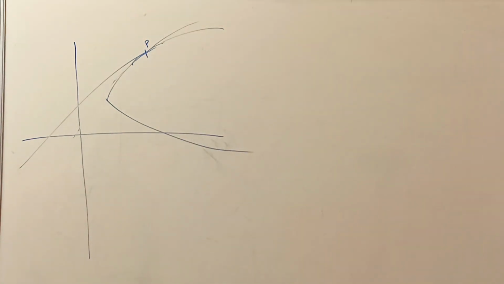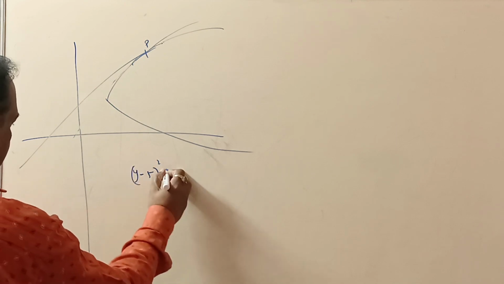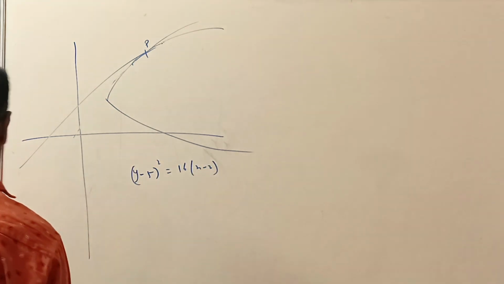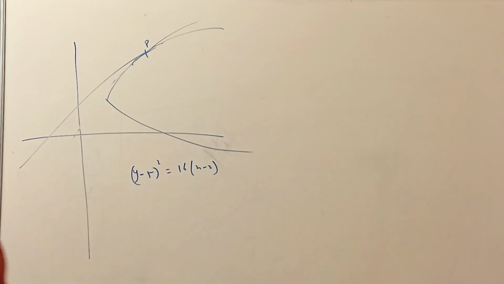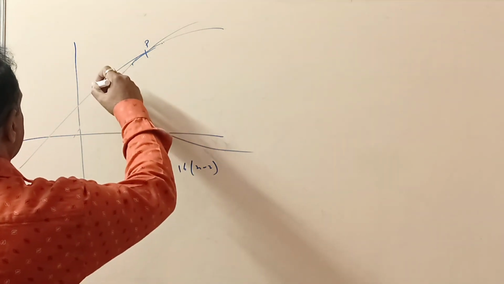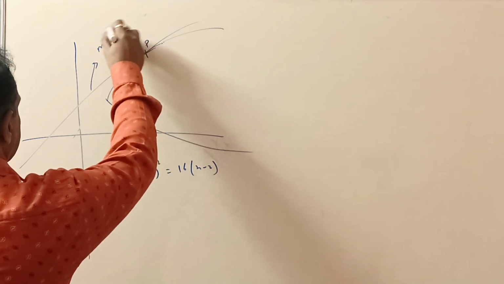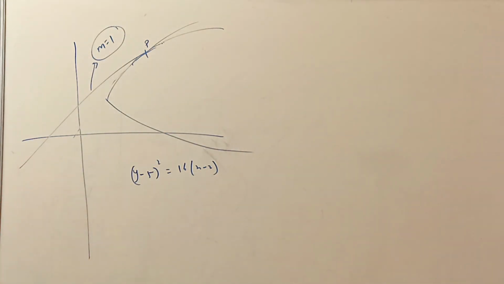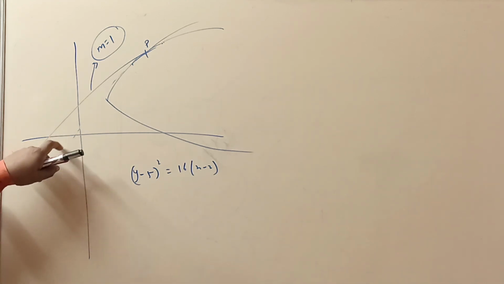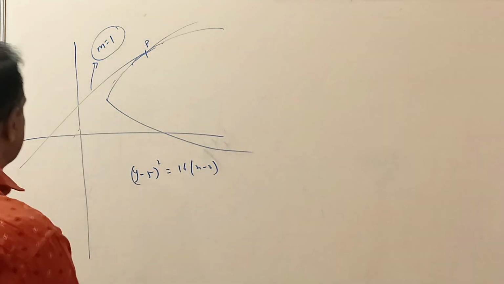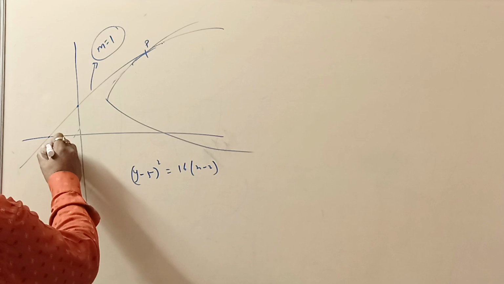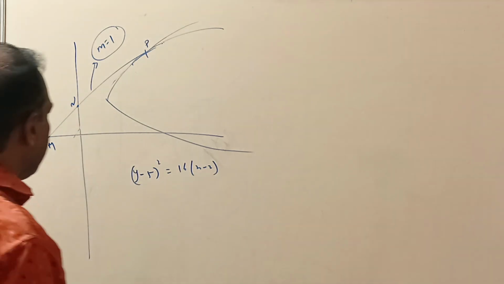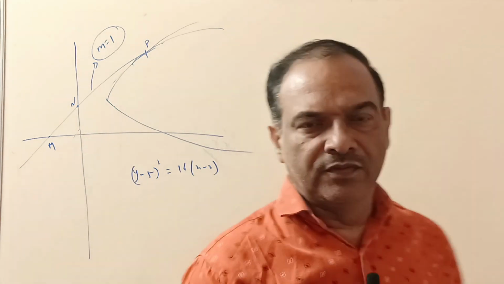Okay. Now the question says that there is an equation y minus 5 whole square is equal to 16x minus 2. This is the equation of the graph, and the slope of this tangent is m is equal to 1, and this tangent furthermore intersects the x-axis and y-axis, and we have to find out the distance between these 2 points. These 2 points are m and n. We have to find out the distance of these 2 points m and n.